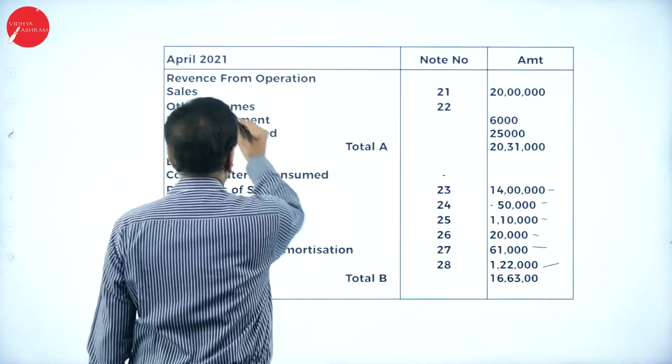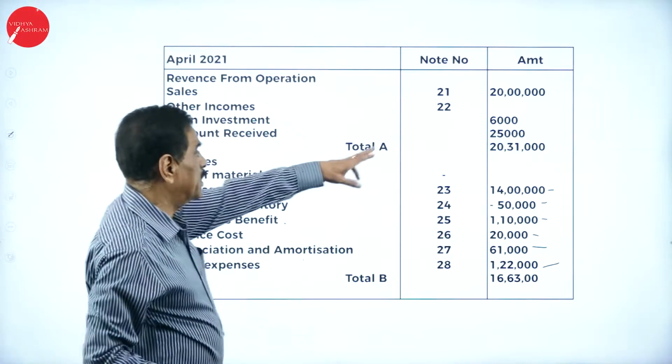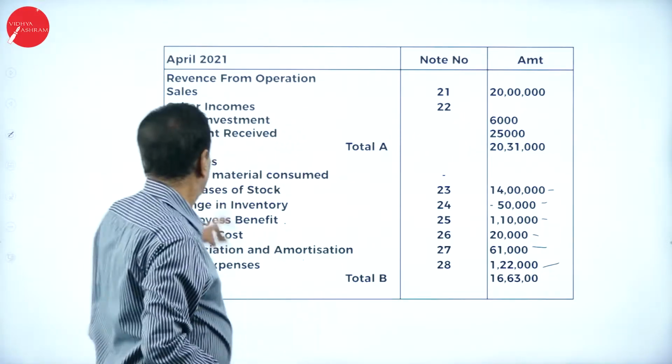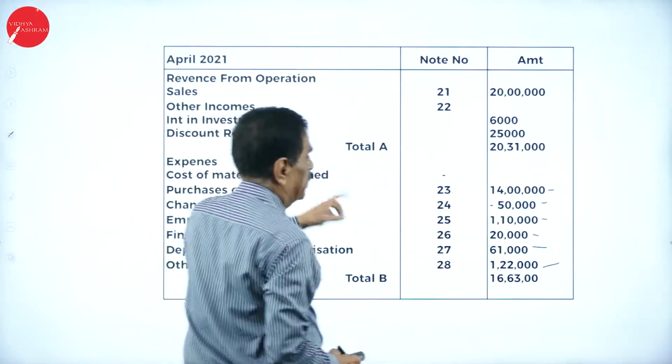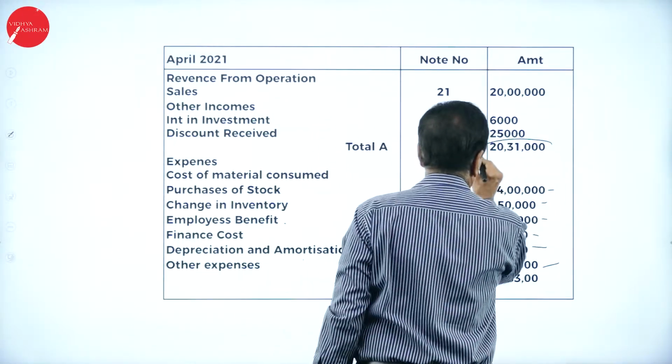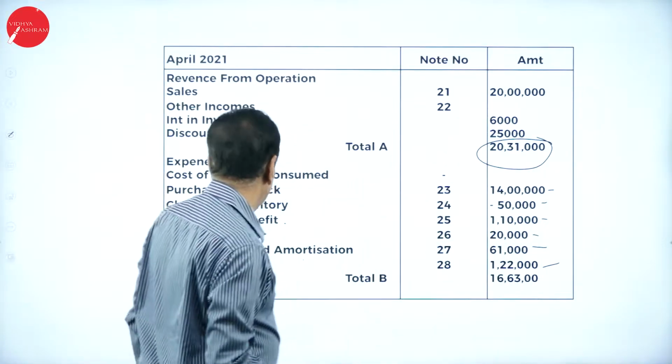Totally 20,000 will come. Then depreciation, amortization, everything is there. If you go with the problem, revenue from operations, sales is note 21, 20 lakh, other income is note 22. In that, interest on investment, discount received, totally it will work out to 20 lakh 31,000 as your income.